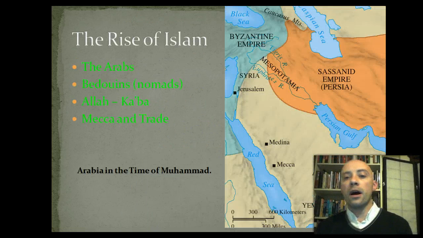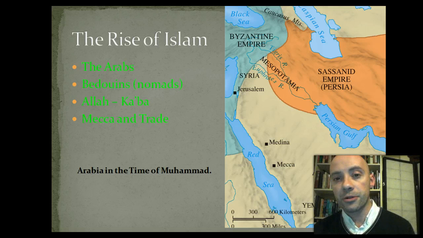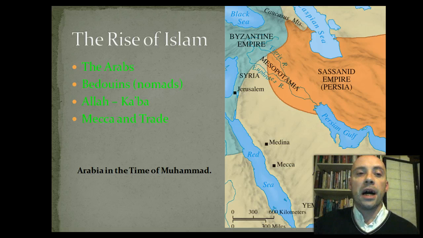So, I talked a bit last week about Arabia before Islam, and you can see that it had a culture, that it was influenced by the Sassanid Persian Empire and the Byzantine Empire, that it was a mixture of religions, a mixture of ethnicities, but unified by language, by the Arabic language. And also unified by trade.